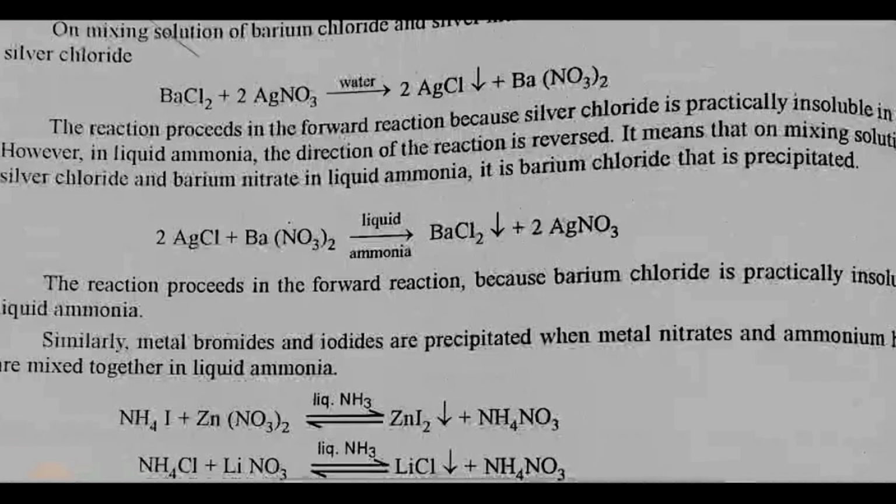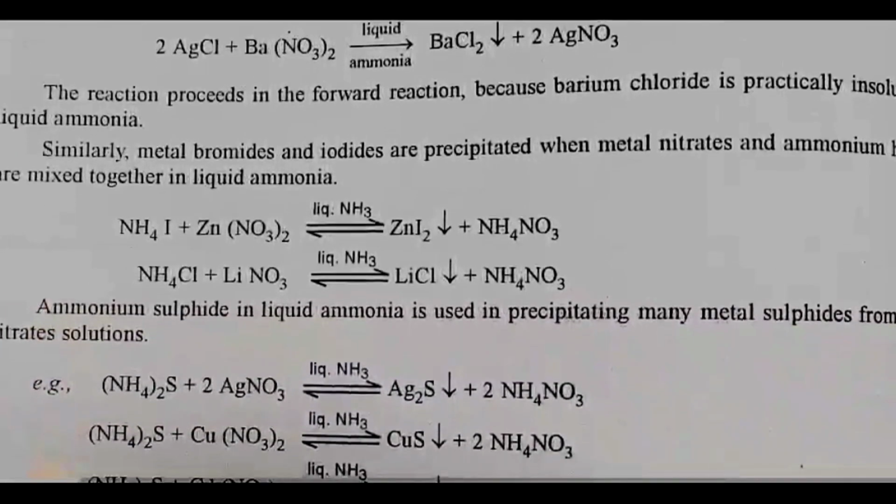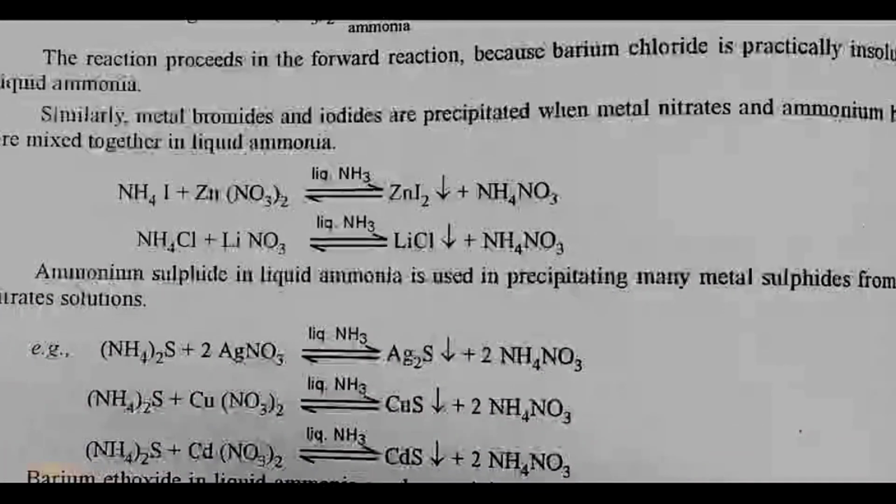It means that on mixing solutions of silver chloride and barium nitrate in liquid ammonia, it is barium chloride that is precipitated. The reaction proceeds in the forward direction because barium chloride is practically insoluble in liquid ammonia.